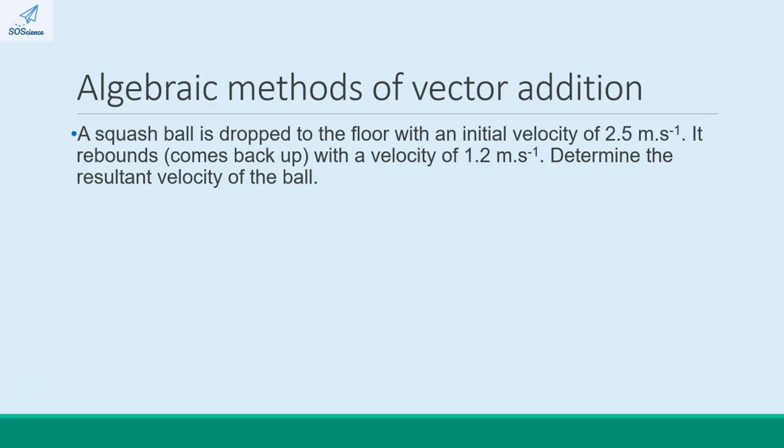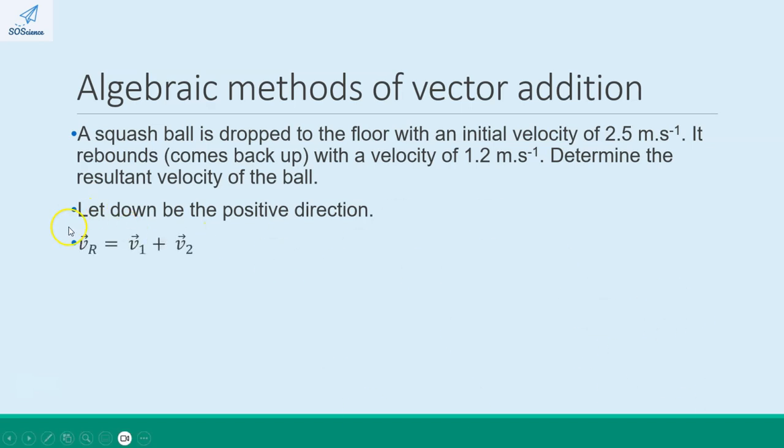Now remember, step number 1 is to state a positive direction. So I have chosen down to be the positive direction. I usually pick the bigger number to be the positive direction. Now, in this case, we would say VR equals V1 plus V2 because the vectors that we're dealing with are velocity vectors. That's important. If you're dealing with acceleration, you represent it with an A. If it's displacement, it's an X. If it's velocity, it's a V. If it's force, it will be with an F.